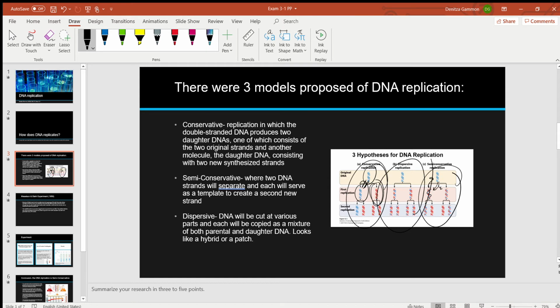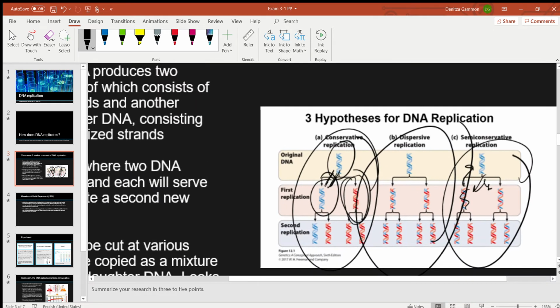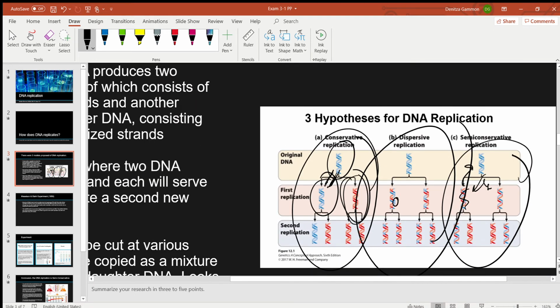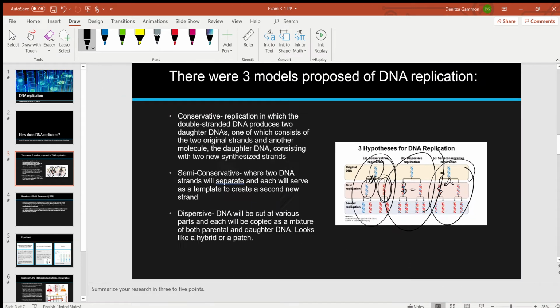The third model was dispersive. DNA will be cut in various parts at different places, and each will look like a patchwork between the old and the new, and the daughter ones are both the same.